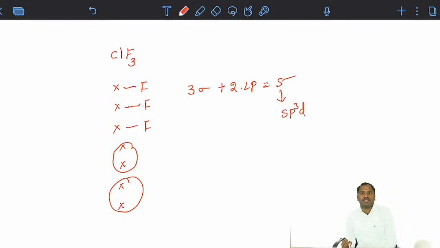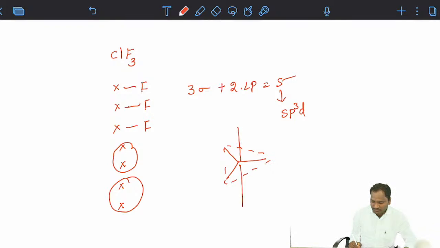sp3d regular geometry is trigonal bipyramidal. I told you, don't keep lone pairs on axial position. One more lone pair. This is T shape. Like this, you can find out the shapes of molecules from original geometry.